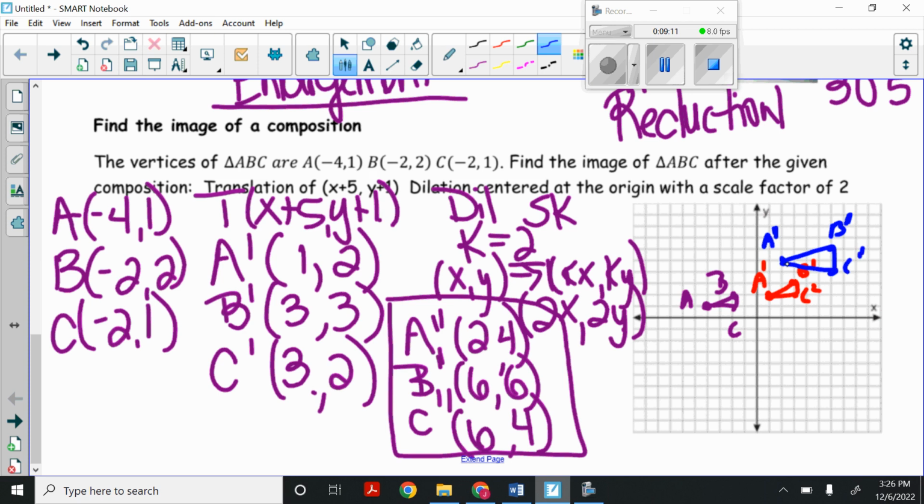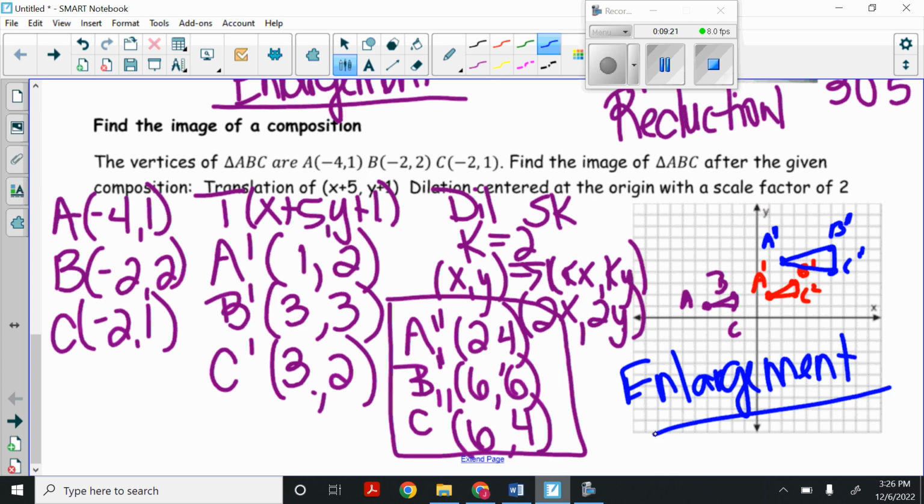So the blue one is the new one. My blue triangle definitely looks bigger than my red triangle, so I would say that this is an enlargement by my graph, and I can check myself on that because remember they told me my scale factor was 2. A scale factor bigger than 1 means an enlargement. So yes, my triangle should have gotten bigger at the end after I did the dilation. And that is all that we need to look at for section 9.7 dilations.